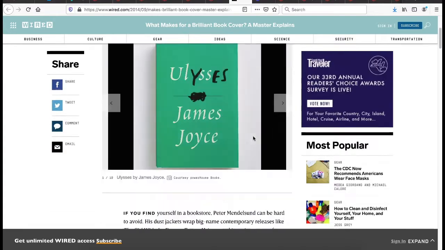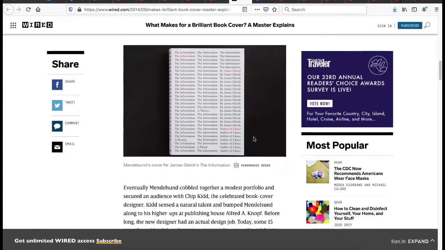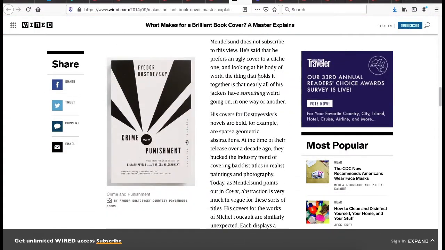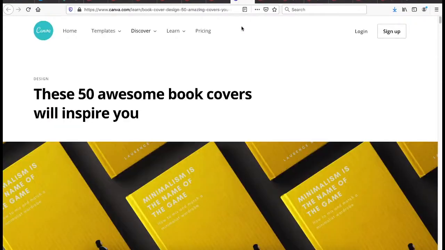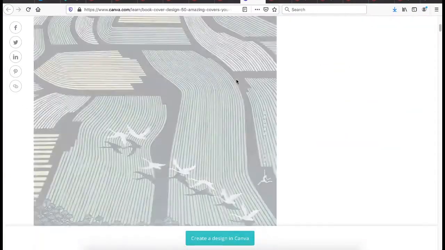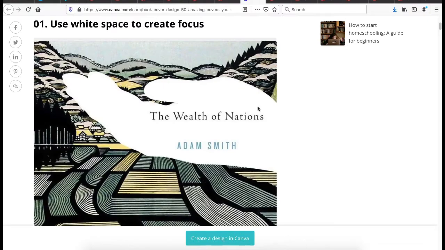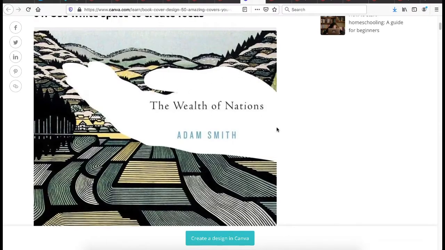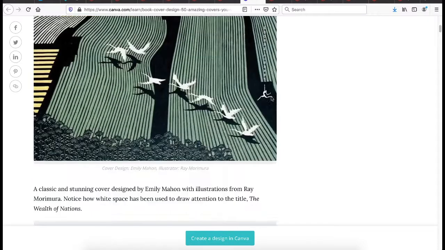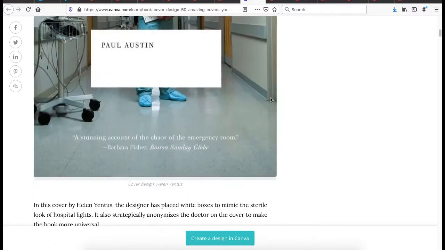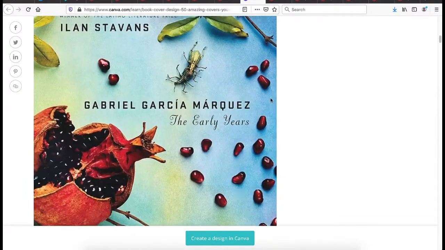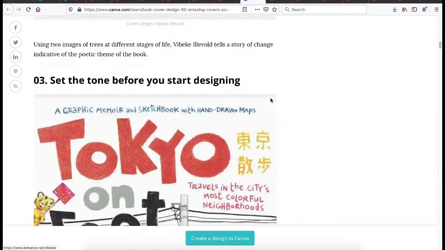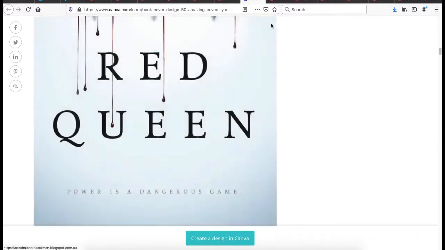What makes for a brilliant book cover? So we've got some nice examples in here and this person's thoughts. And I'll let you read that one. And then just 50 book covers to inspire you. So use white space to create focus. Nice way of creating hierarchy too. And I'll let you go through all of these, but just some really interesting books to look at.